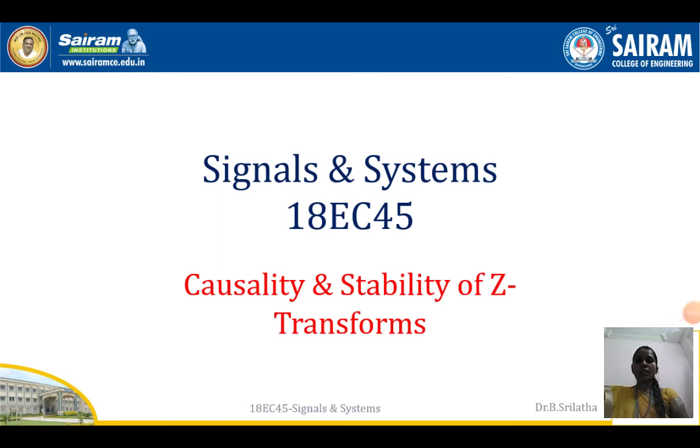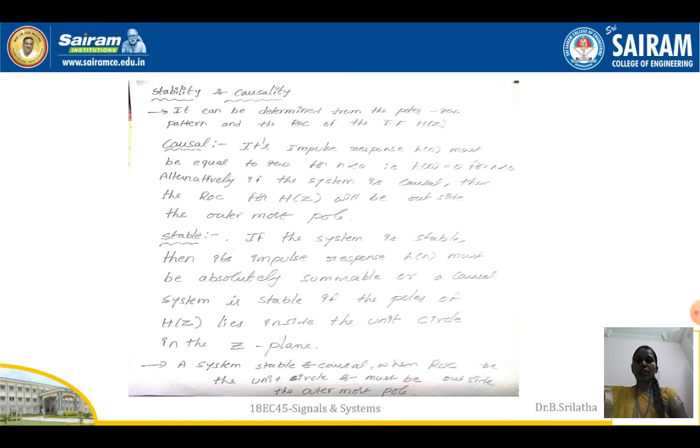Students, today we are going to discuss one more important topic in signals and systems and Z-transform: causality and stability of Z-transforms. What is causality and stability? It can be determined from the poles and zeros pattern and the ROC of the transfer function H(z).